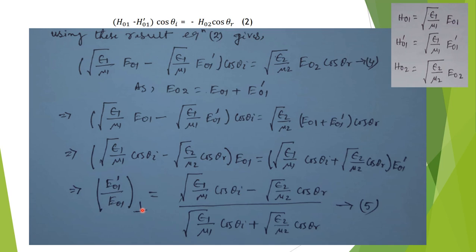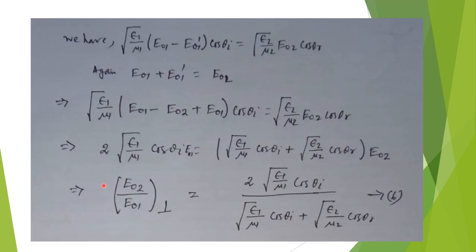This is equation 5, and this symbol indicates the electric field vector is perpendicular to the plane of incidence. That is, this equation gives the ratio of the amplitude of the electric field vectors in the reflected and incident wave. This equation is also known as the Fresnel relation.